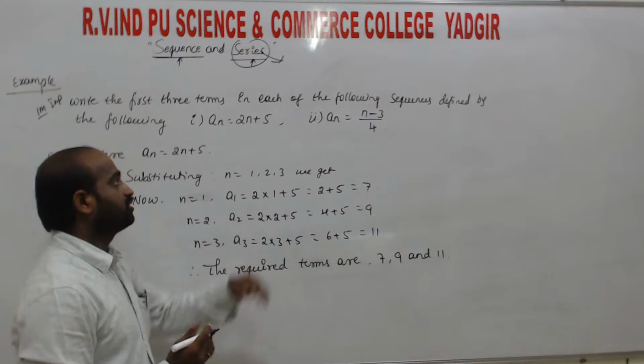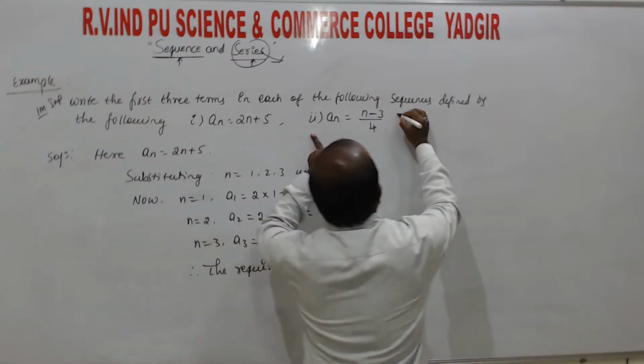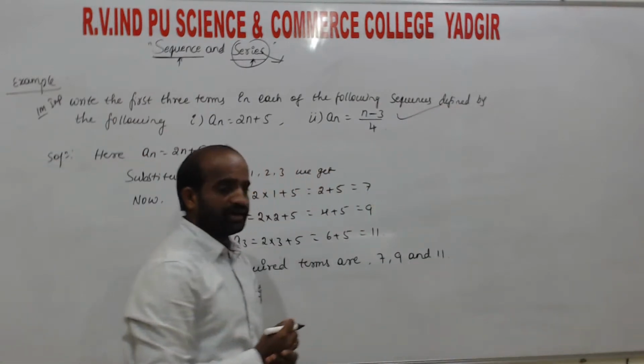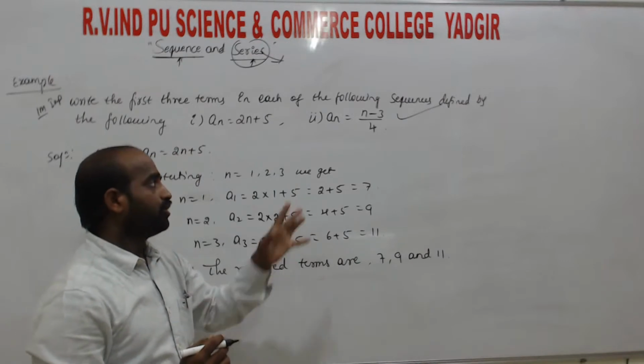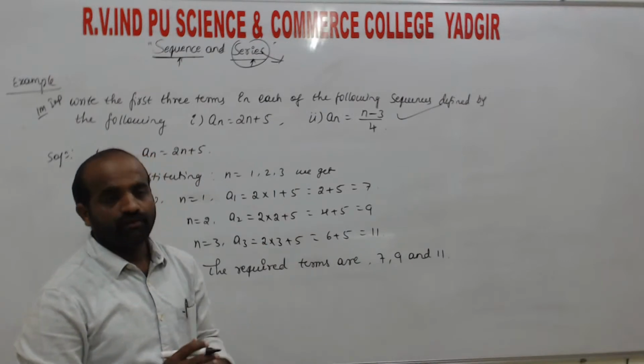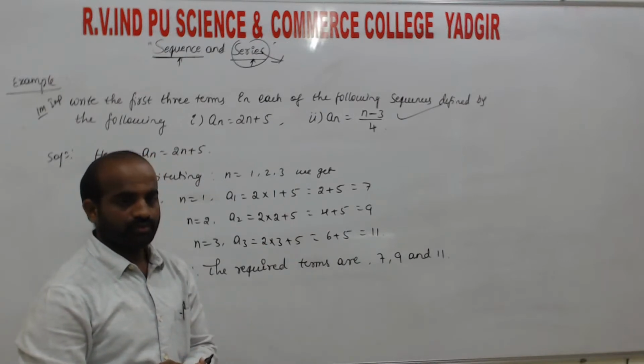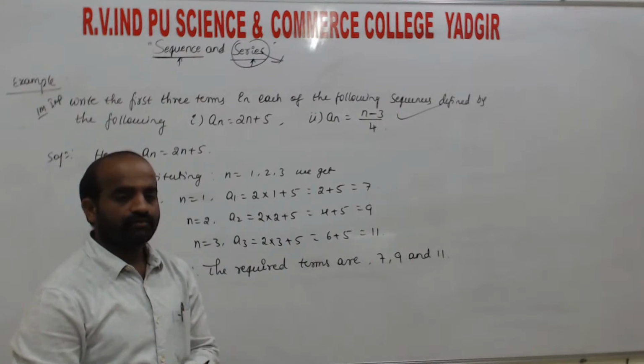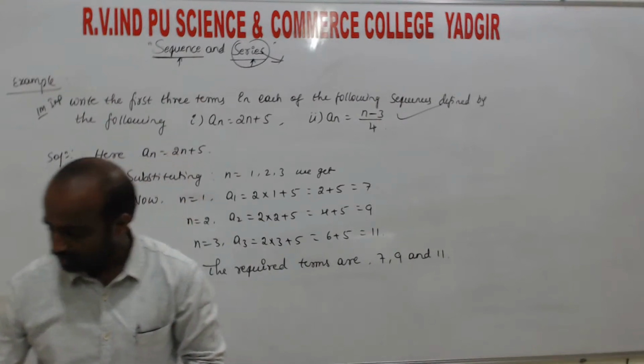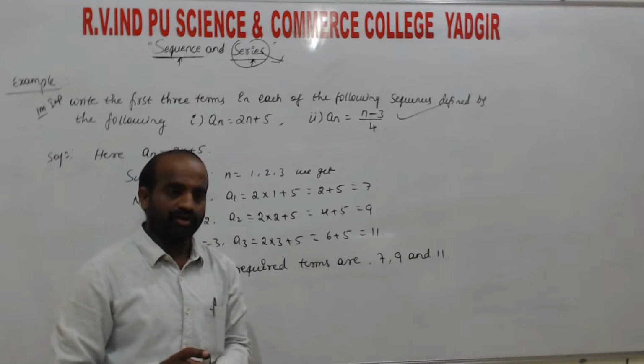This type of question. Second one, try this one. a_n equal to (n minus 3) by 4. For n equal to 1: 1 minus 3 is minus 2, by 4. Minus 2 by 4 is what? Minus 1 by 2. Okay. Thank you. Tomorrow we will continue the class.